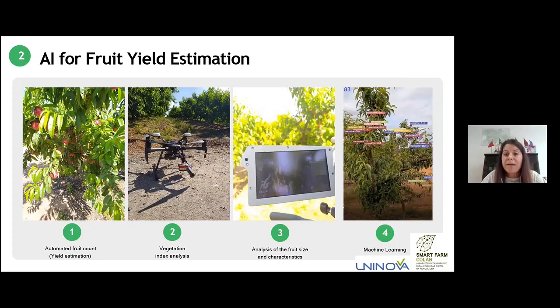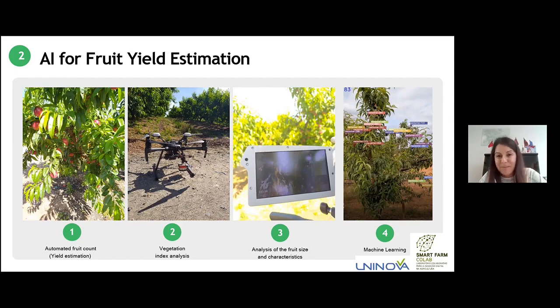We want to apply machine learning not only for fruit yield estimation, but also to work, for example, in the automated lab and in situ lab, so that we can already know through the sensors the status of these kinds of fruits, for example, with our approach.